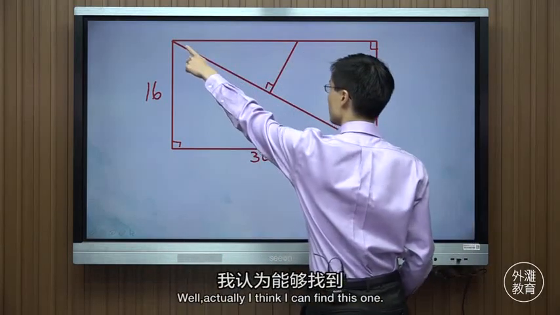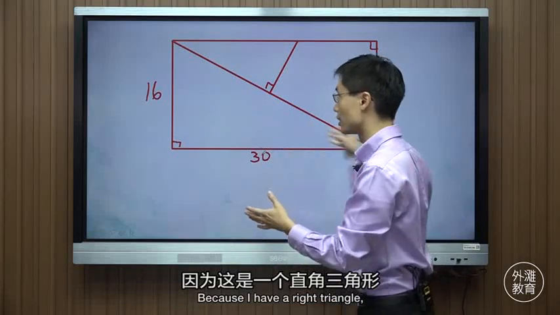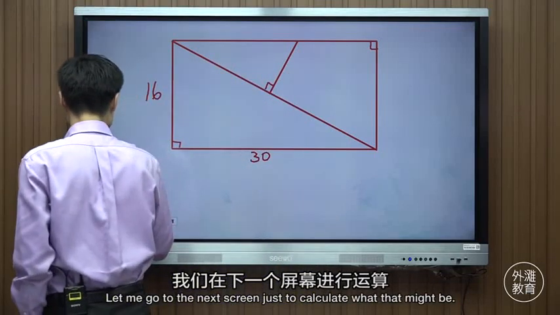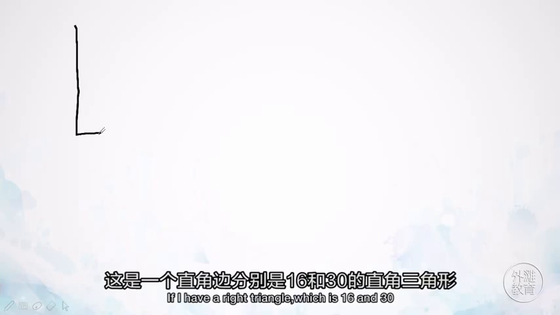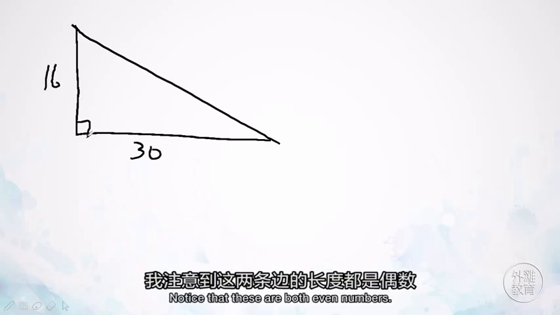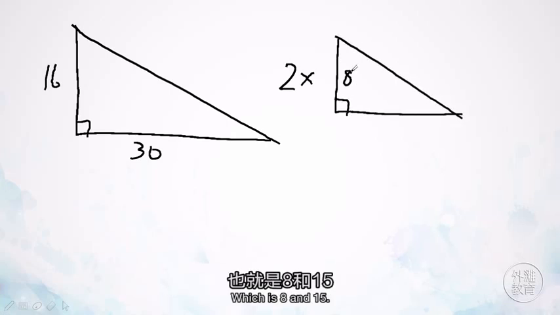Well, actually, I think I can find this one because I have a right triangle for which I can use the Pythagorean theorem. Let me go to the next screen just to calculate what that might be. If I have a right triangle, which is 16 and 30, and I want to know what the other side is, notice that these are both even numbers. It's always easier to think of this then as 2 times another one, which is 8 and 15.